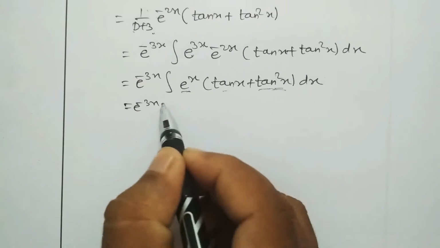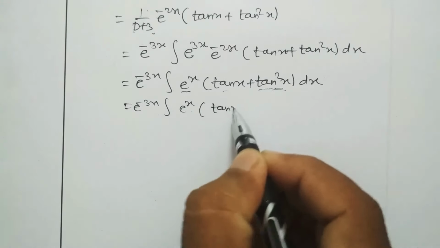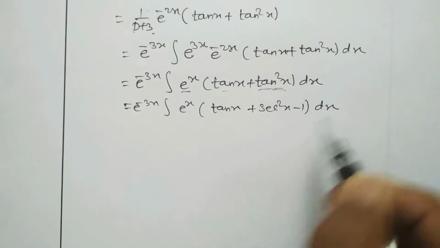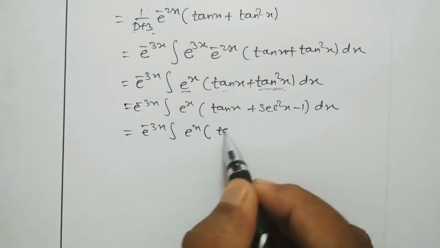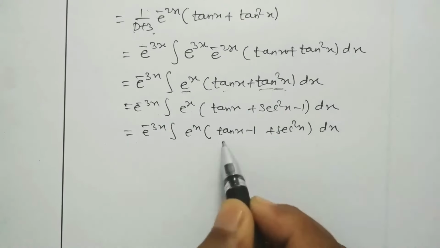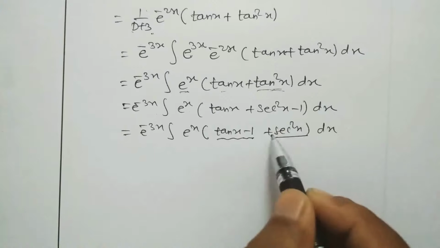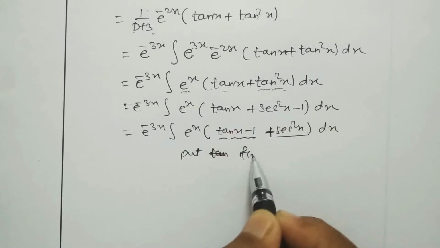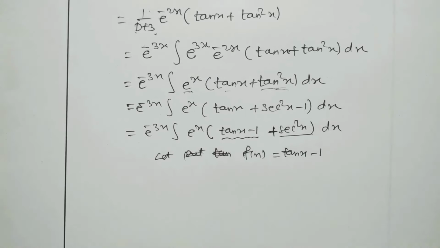e raised to minus 3x integration e raised to x, then tan x plus sec square x minus 1 dx. Now by rearranging this, I can write this as tan x minus 1 plus sec square x dx. Now if you look at this, if you make a group of tan x minus 1 and this sec square x separate, and suppose f of x is equal to tan x minus 1, so what will you get?